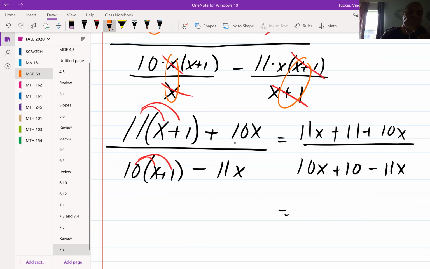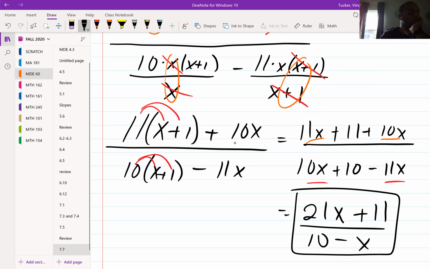All right. 11x and 10x, 21x plus 11. 10x minus 11x, 10 minus 1x. That's all you can do with that. Questions? Any questions?